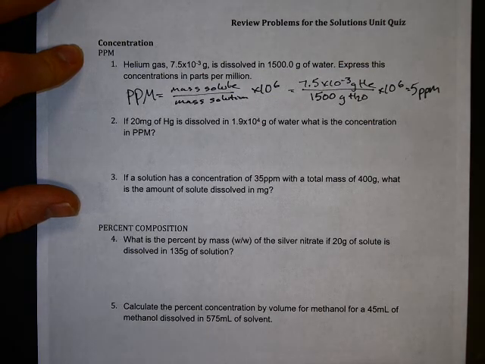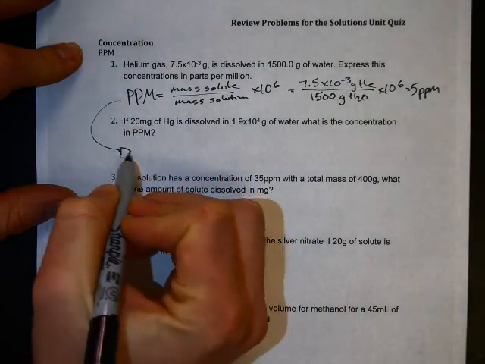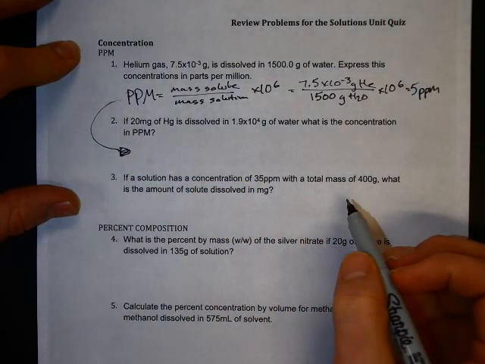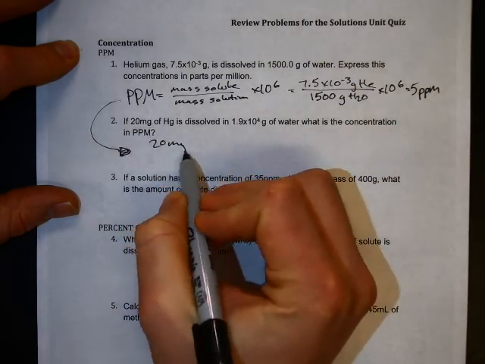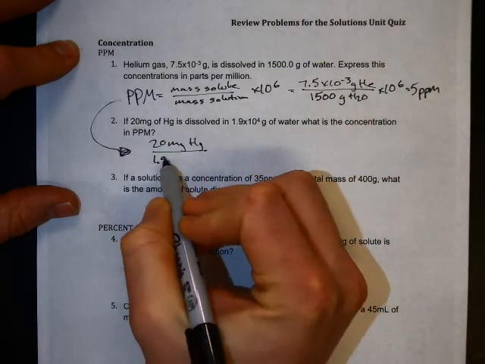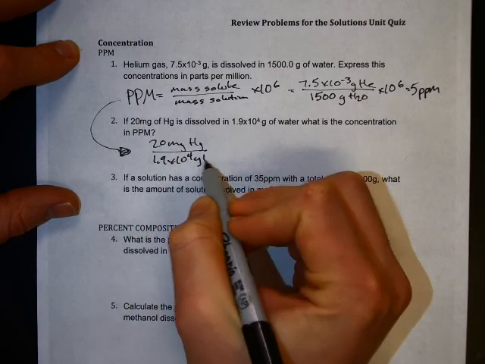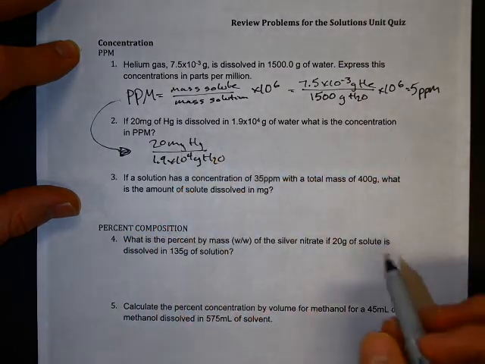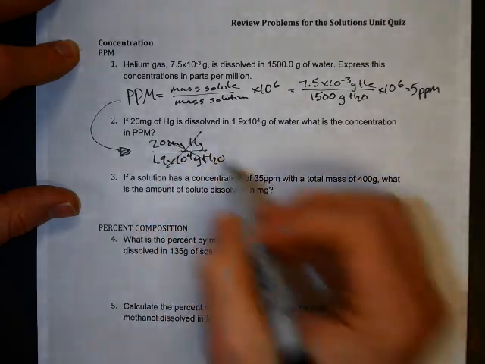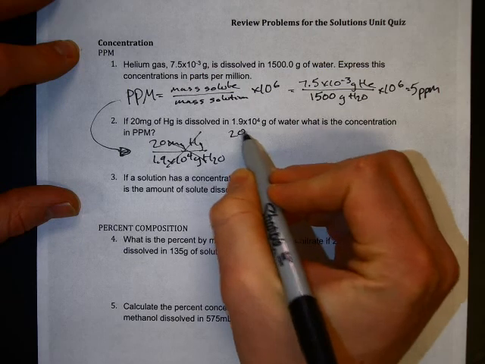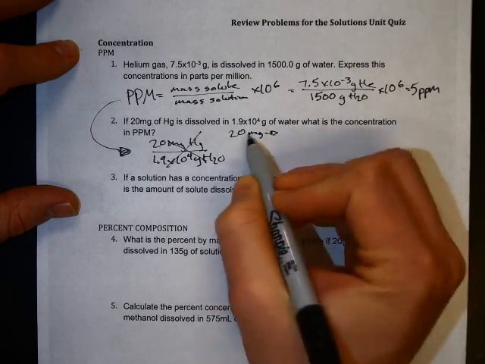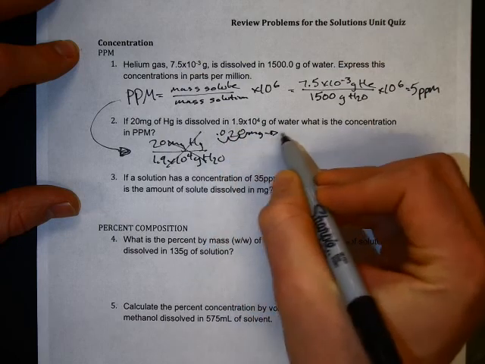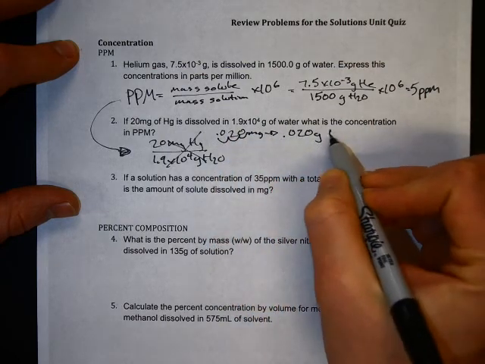The next one, I have 20 milligrams of mercury dissolved in 1.9 times 10 to the 4th grams of water. What is the concentration in parts per million? So using the same equation as before, except here I have 20 milligrams of mercury and 1.9 times 10 to the 4th grams of water. Notice grams and milligrams don't cancel, so I can't do that. I need to convert milligrams to grams. In 20 milligrams to grams, I move the decimal 3 spots. You get 0.020 grams of mercury.